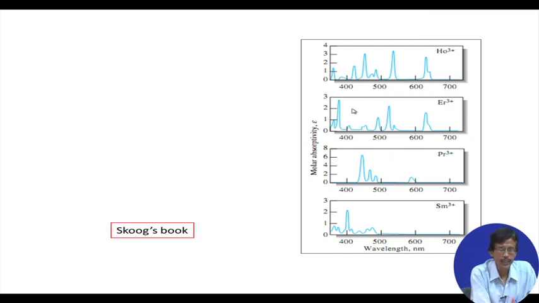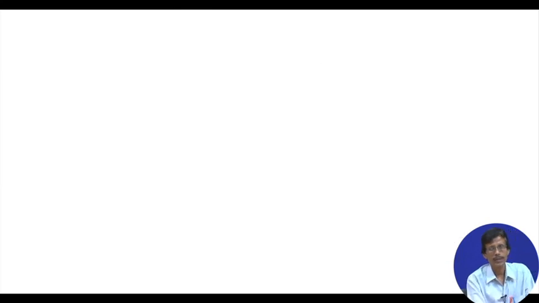So these are the things we have talked about so far: organic molecules, and then metal ions of two different categories, the transition metal ions and the inner transition metal ions.